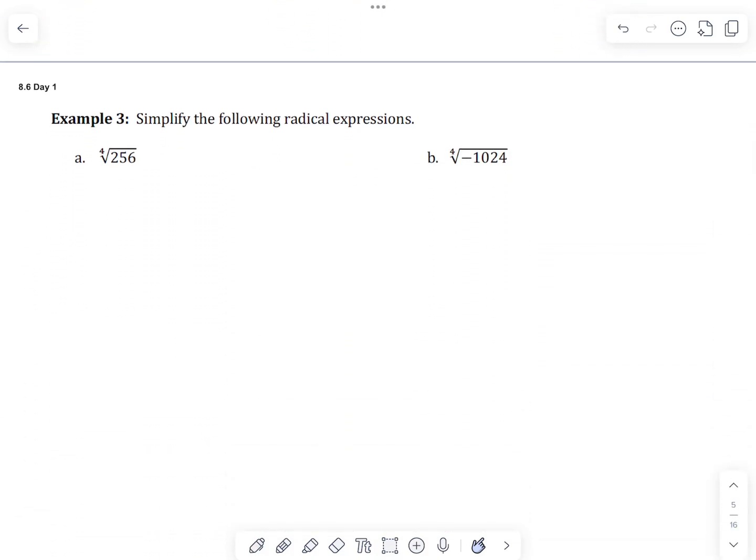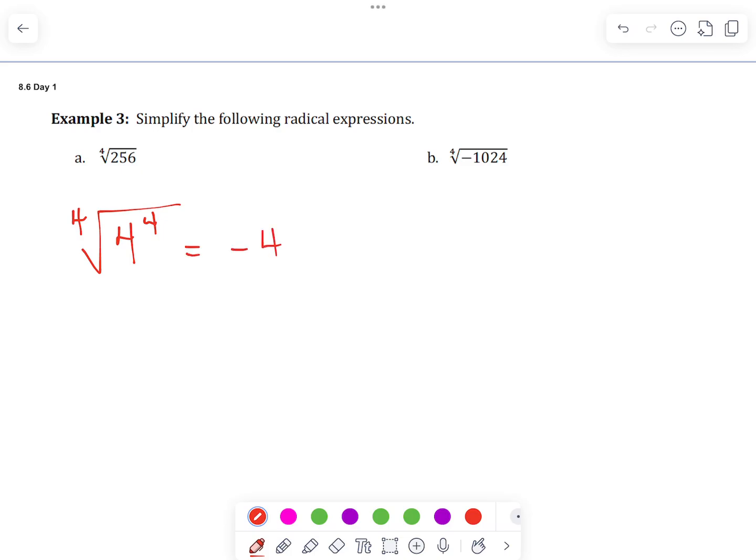Now we're going to go to 4th root. So now we're back to an even index. So I'm going to rewrite 256 as 4 to the 4th power. And it could also be written as negative 4 to the 4th power. So both of those work. So you could have plus or minus 4 because again our index is even.